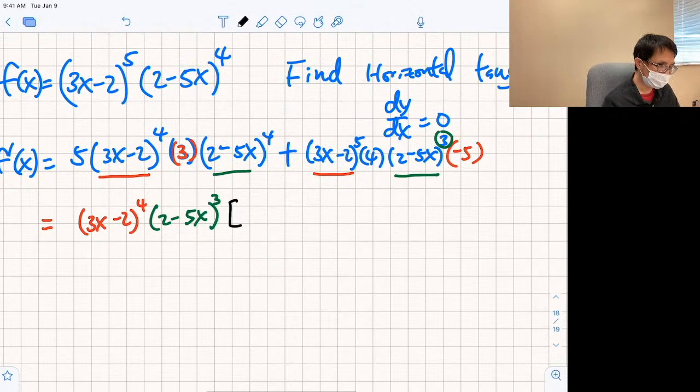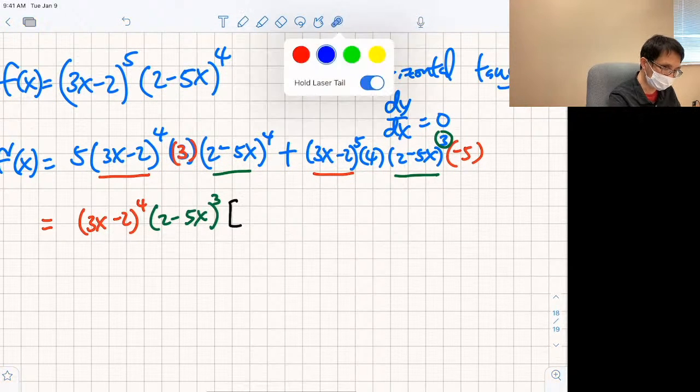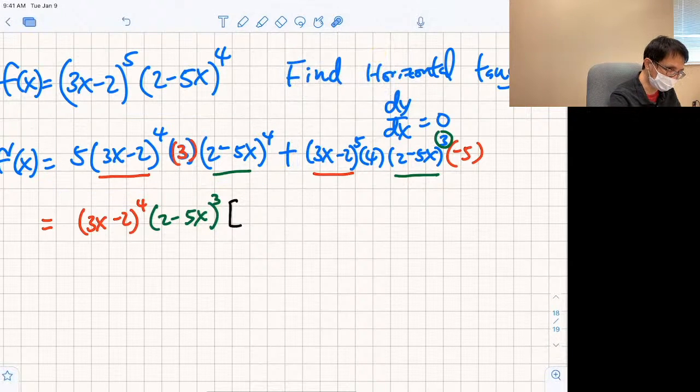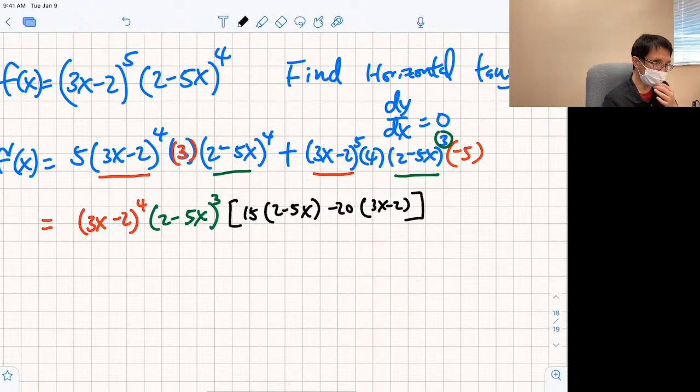So just this first term alone: you take out this completely, and you take out 3 of this, so you're just left with 15 times 2 minus 5x. And then I'm going to deal with the bottom. Here this is 4 times negative 5, so it's negative 20. And what do we have left? Well, we have 3x minus 2 left.